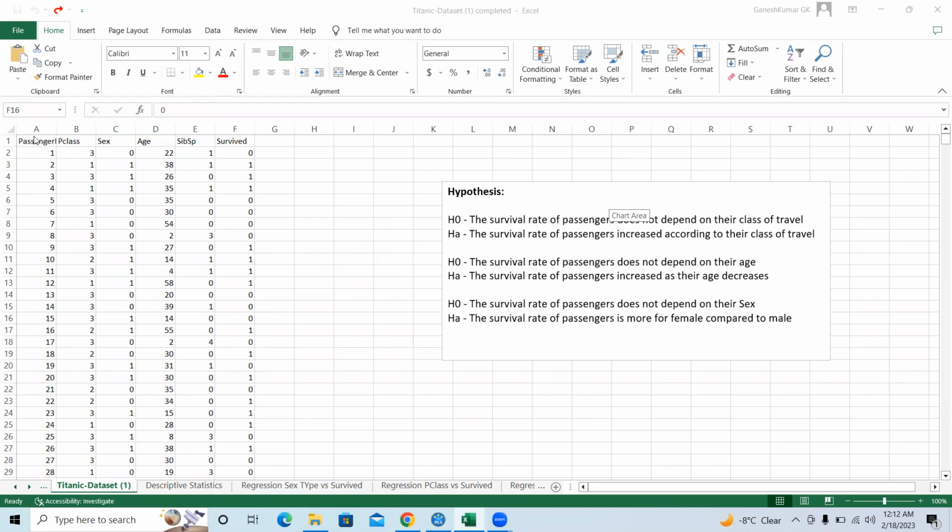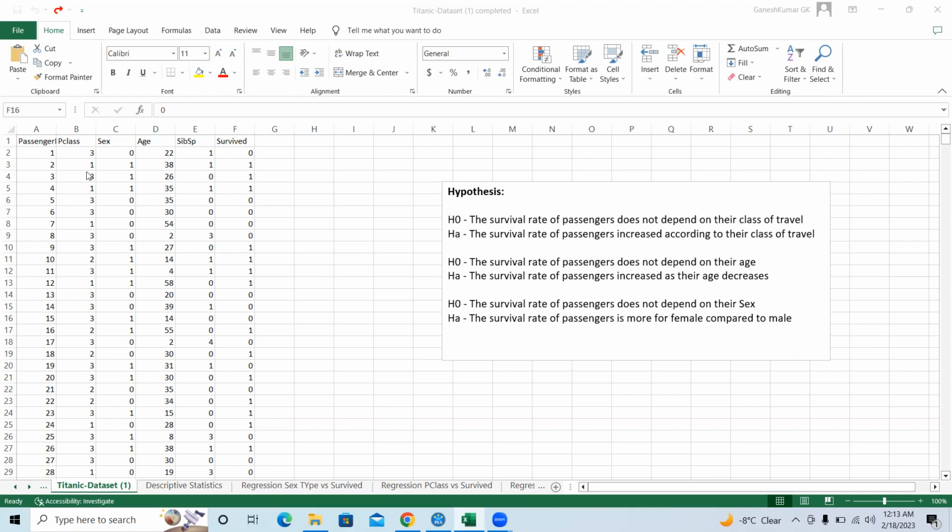So first is passenger ID. It is unique for each passenger, so it's not of much use in this analysis. Then passenger class. There are three types of passenger class. The first class is for elite people, the second class for mid-level economy people, and the third class for lower economy people.